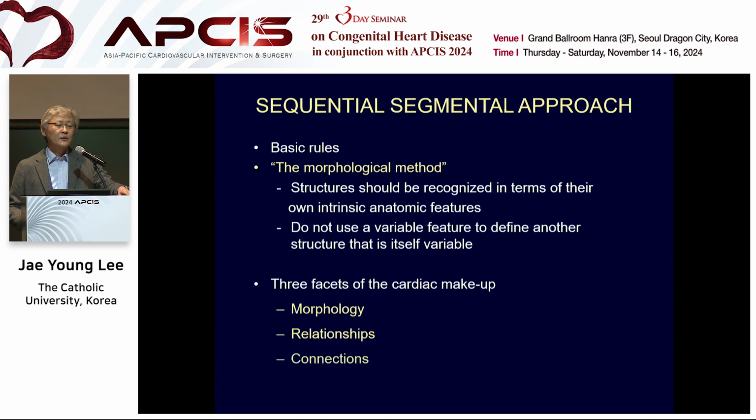For example, saying the chamber that gives rise to the aorta is the left ventricle is not correct. In TGA, the RV gives rise to the aorta. So when we define a left ventricle, its own intrinsic anatomic feature should be used. The 3 facets of cardiac makeup are morphology, relationship, and connection. Remember: morphology, relationships, and connection.